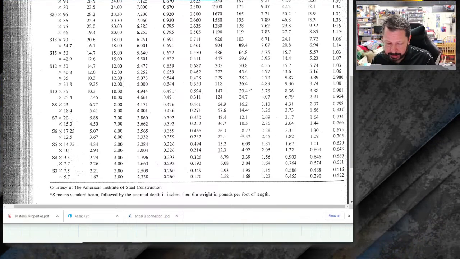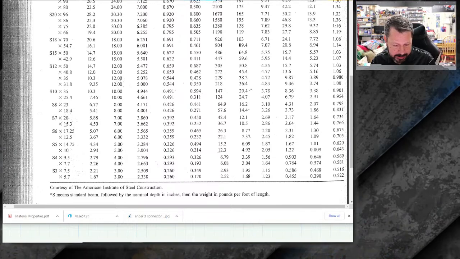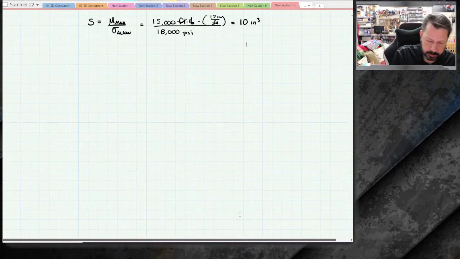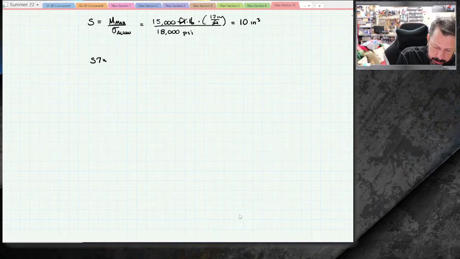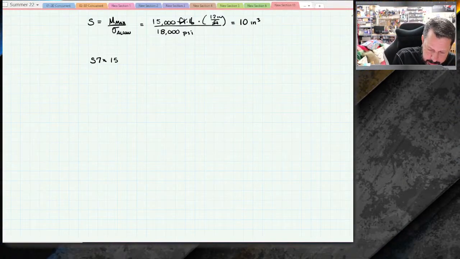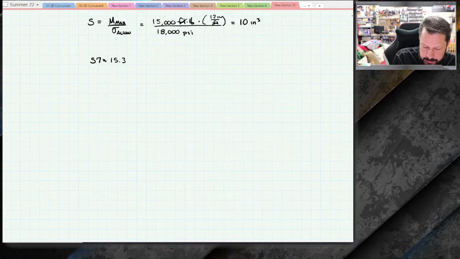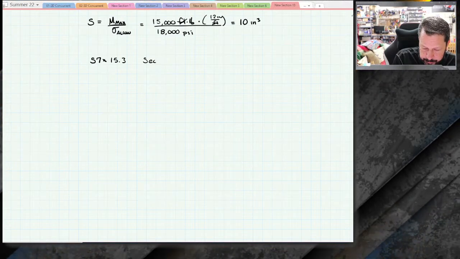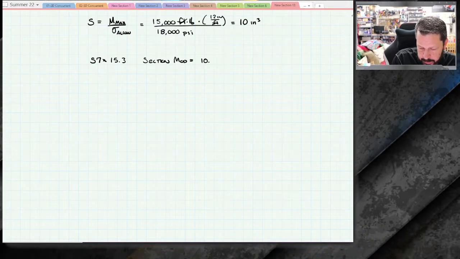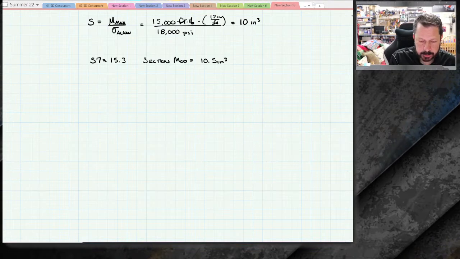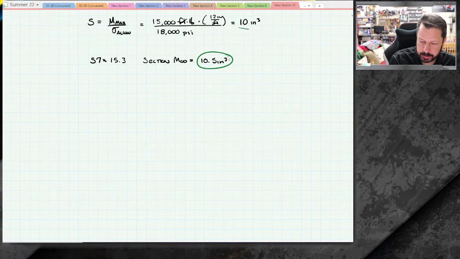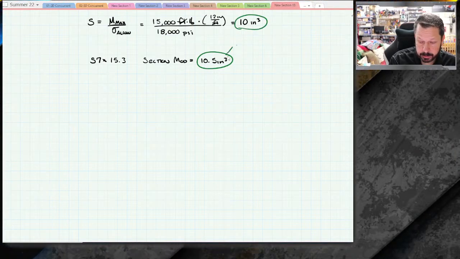So what I do is I look, this 10.5 is an S7 by 15.3. So the S7 by, was it 15.3? Yes, 15.3. The section modulus for that was 10.5 inches cubed. So that number is greater than 10, so it will work.